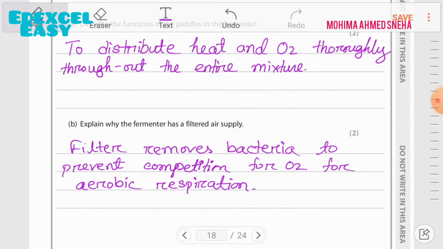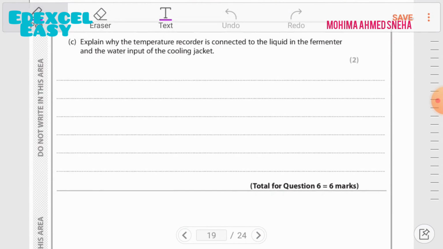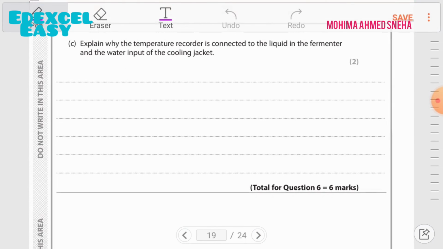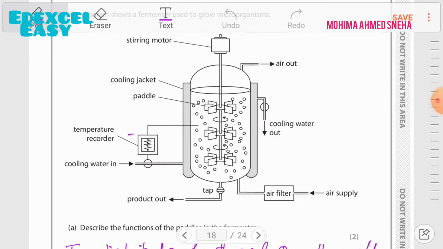And with this, part B ends. I hope it was clear. Moving to part C. Explain why the temperature recorder is connected to the liquid in the fermenter and the water input in the cooling jacket. So it wants an explanation of why this temperature recorder is connected to this water cooling jacket.